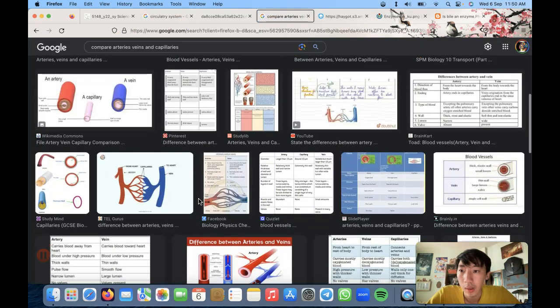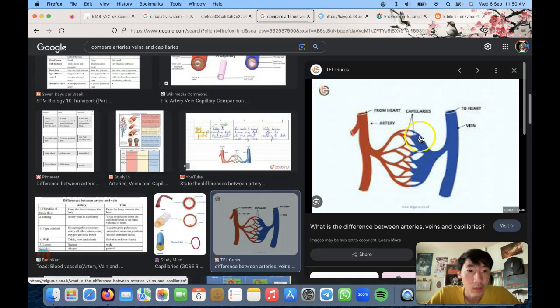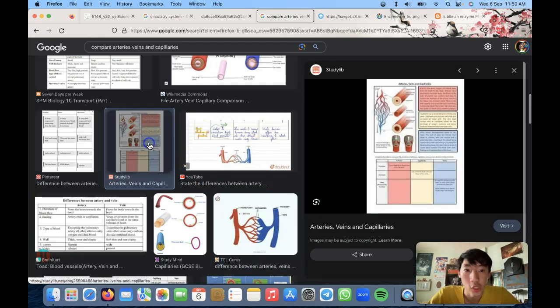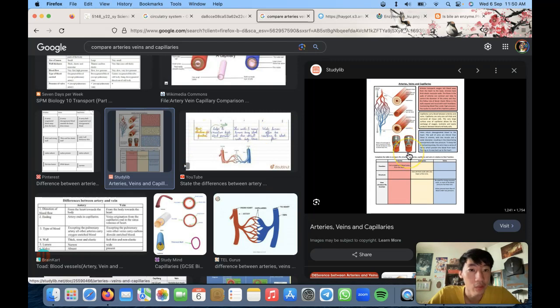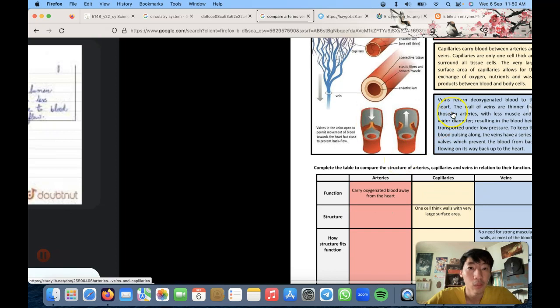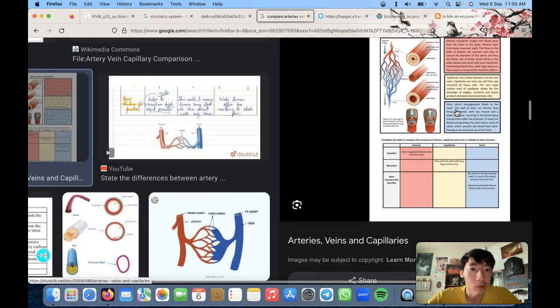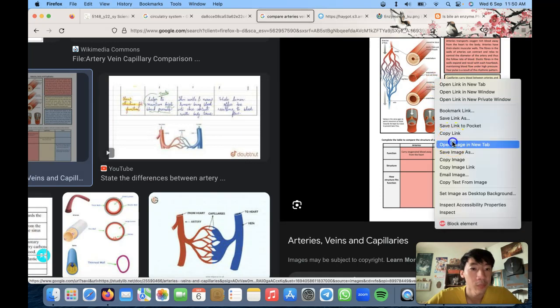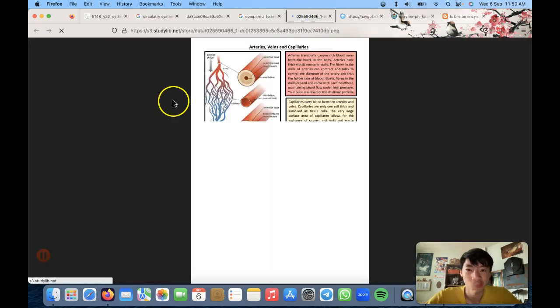Okay, so this is your artery, right? Then it's connected by your capillaries towards your vein. Now there's one last thing I want to show you, which is this thing called valves. That's over here. So out of the three, which do you think has valves? Is it the artery, the vein, or the capillary that has valves?